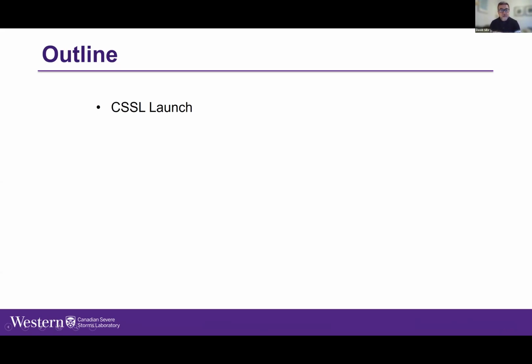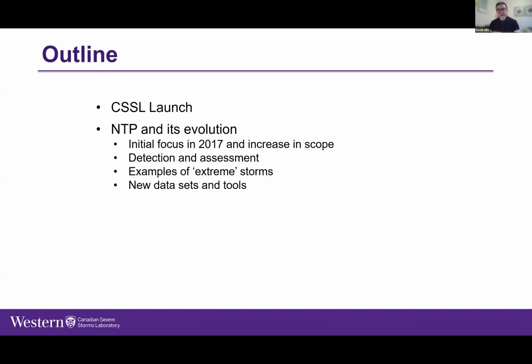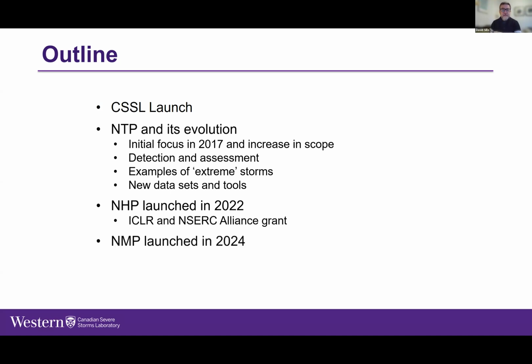So what I'll be talking about: the launch of the CSSL, as I said, that was in October. And then focusing a bit more on the Northern Tornadoes Project and its evolution. So how we started the project in 2017, how we initially focused it and then increased the scope, how we detect and assess tornadoes, some examples of extreme storms, including that Didsbury tornado, some new data sets and tools. Then a little bit about the Northern Hail Project, which we launched in 2022. Both of these projects are under the umbrella of the CSSL. That was with the partnership of the ICLR and also funded by NSERC through an Alliance grant. And then a Northern Mesonet Project that we launched as we launched the Canadian Severe Storms Lab, so that was 2024. Then I'll also discuss a bit about the plans for the new CSSL.